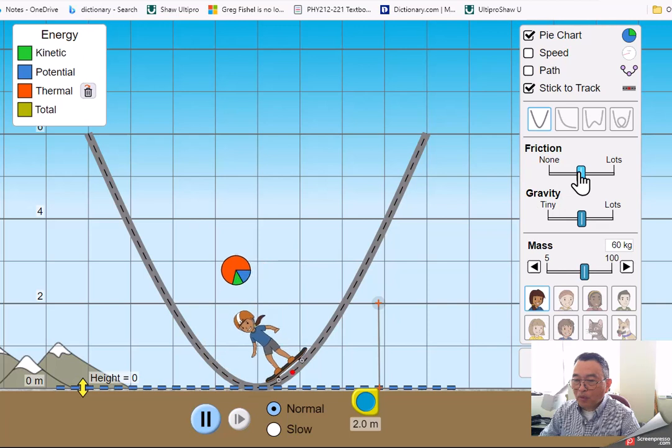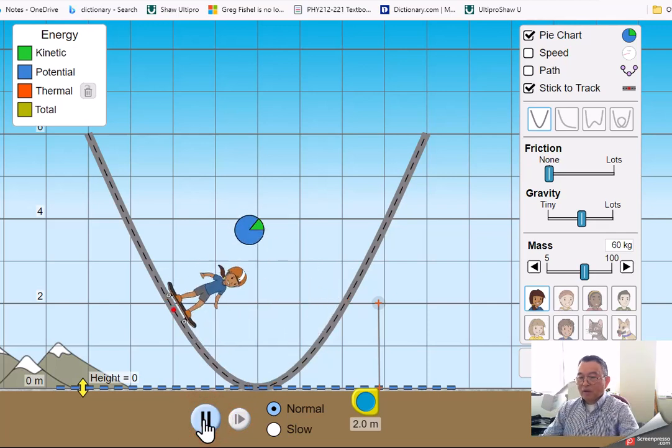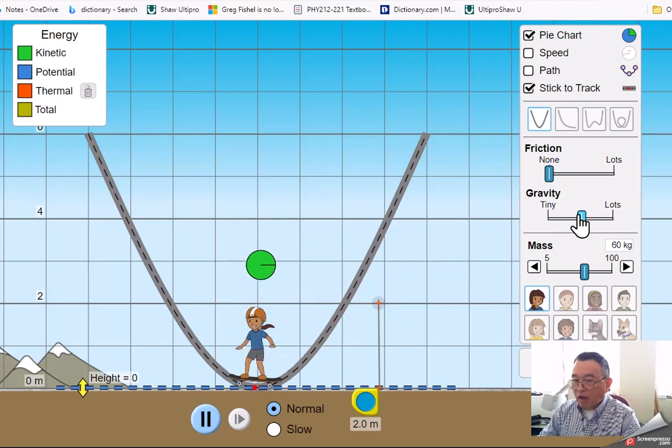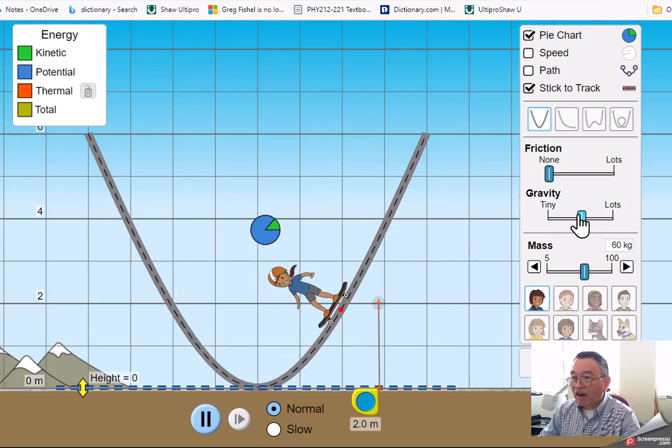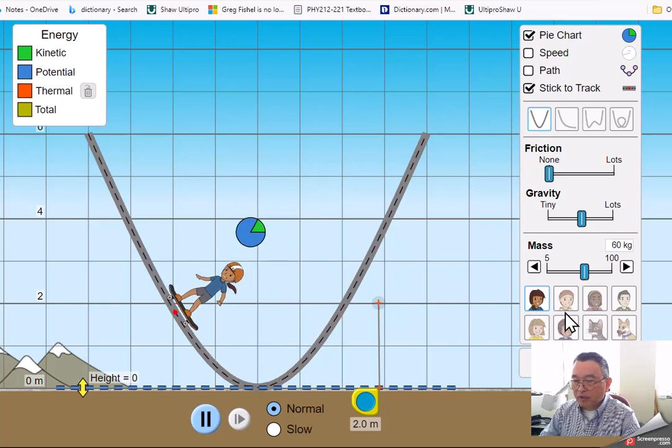And if you have, say, no friction, and I will let you play with it, it swings a longer time. Of course, you can also adjust the gravity level, simulating that you are on other planets and so on. So we do the experiment, we set the mass of the girl at a certain level, and we will use this for another lab later on when we talk about energy transformation or energy conservation.